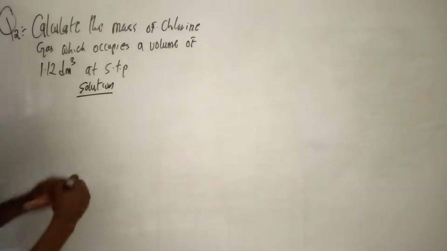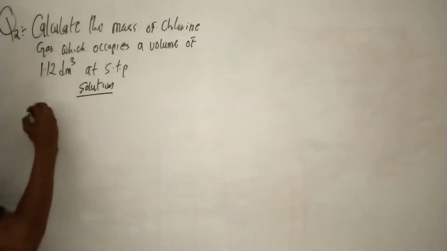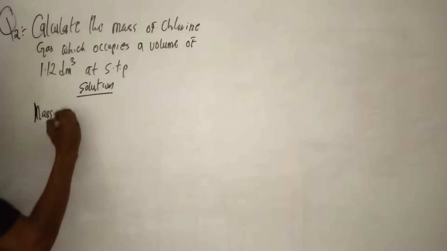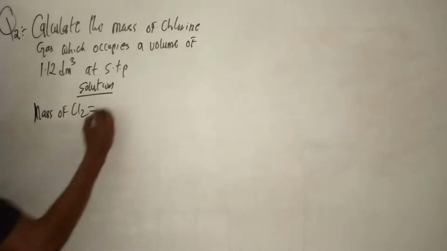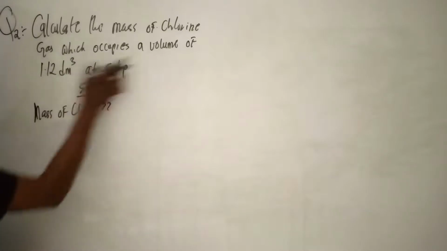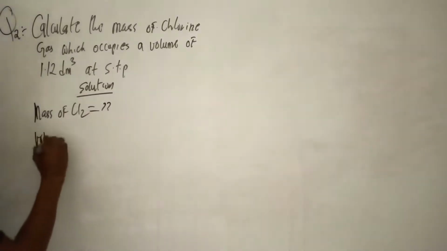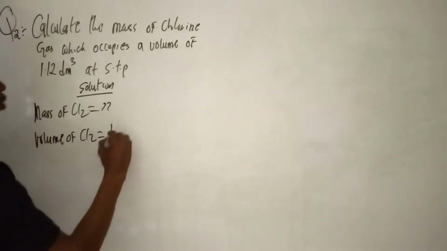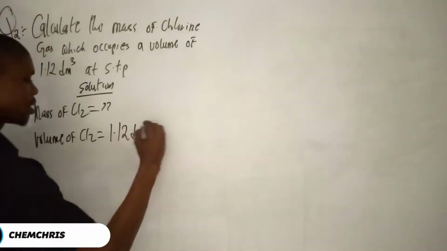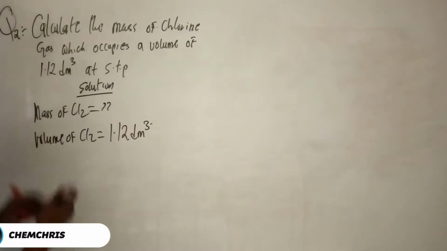So the first thing here, we are being asked to calculate the mass of Cl2 gas, right? Chlorine gas, which is what we are looking for. Now what are we given? The volume of Cl2 to be 1.12 dm³ at STP. So how are we going to calculate this one here?